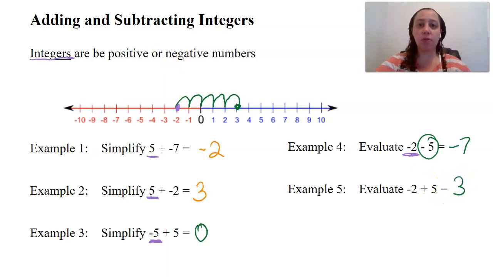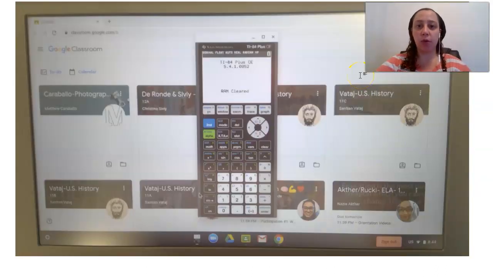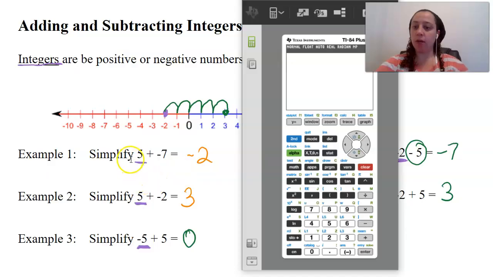You can also use your calculator to answer these questions. If you're using a Chromebook, you have a graphing calculator built in. You click on the bottom of your screen, there's a calculator icon, and that will bring up the graphing calculator. In order to put this in my calculator, I'm going to put 5 plus negative 7. Now you might notice that there are what looks like two negatives. This one is minus, and this one is negative.